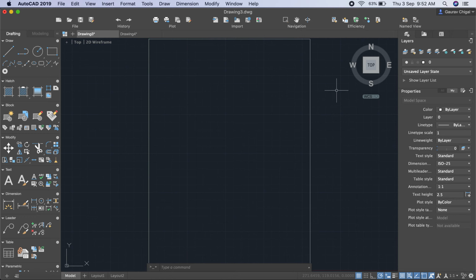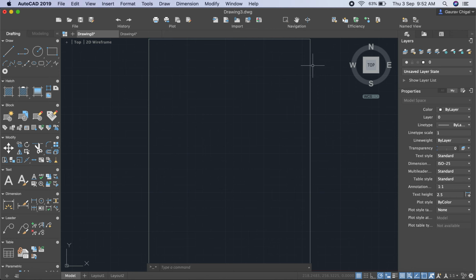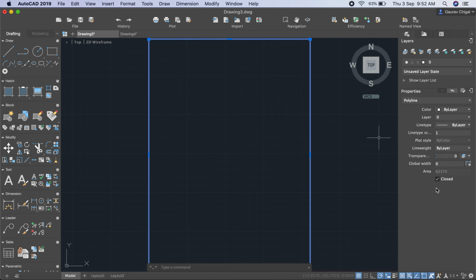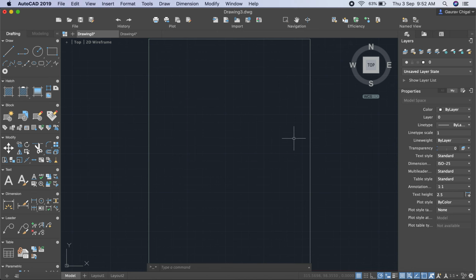Or you can select this and hide it also, or you can just let it be like this here. So it defines your paper size here. Okay, now the second setup.